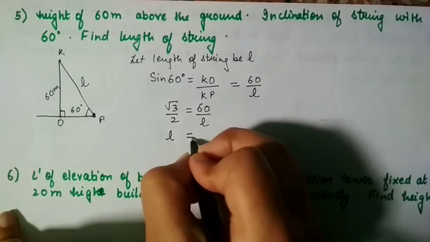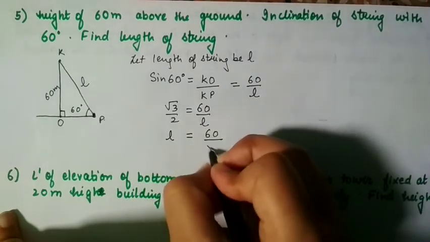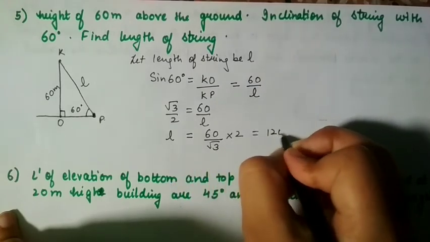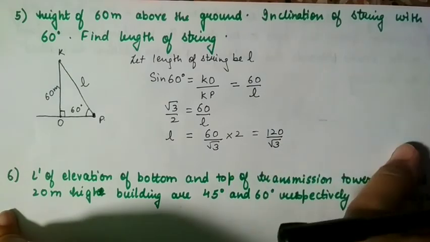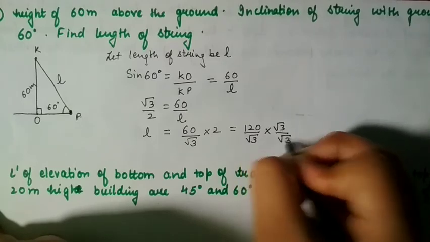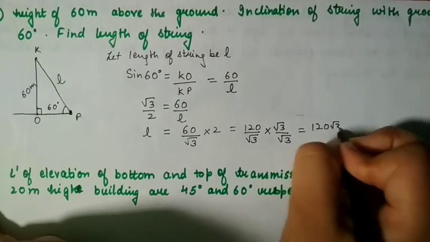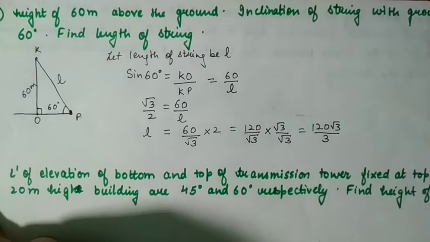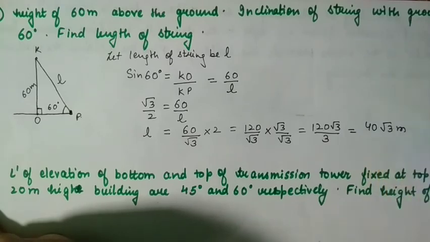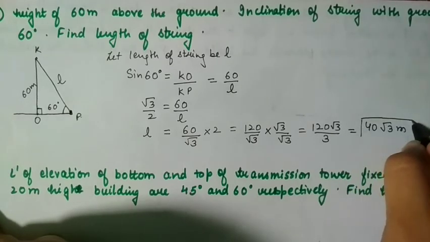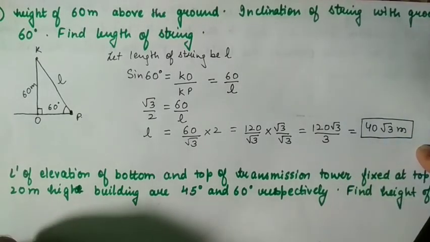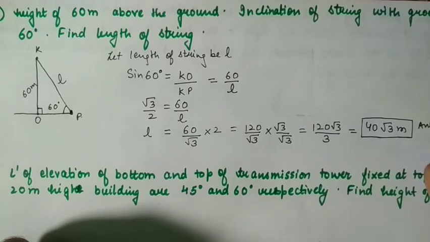Cross multiply. L is equal to 60 upon root 3 into 2, that is 120 upon root 3. We don't want root 3 in the denominator, so you will rationalize. Into root 3 upon root 3, you will get 120 root 3 upon 3. Now cancel, you will get 40 root 3 meters. So 40 root 3 meters is the length of the string to which the kite is tied. So this is your answer.